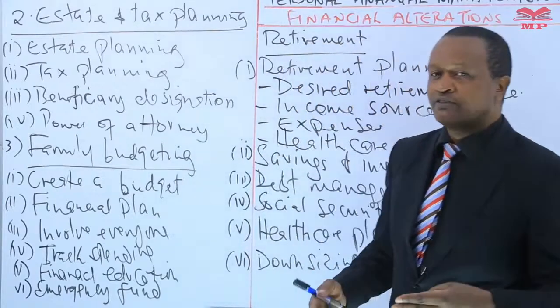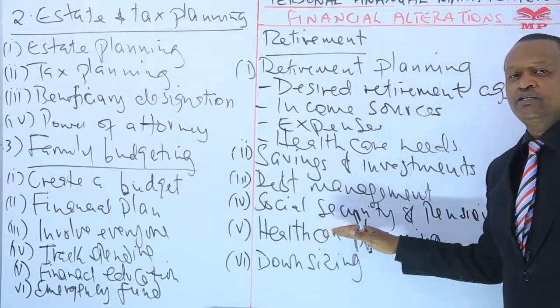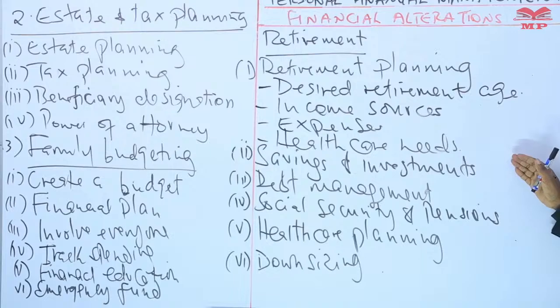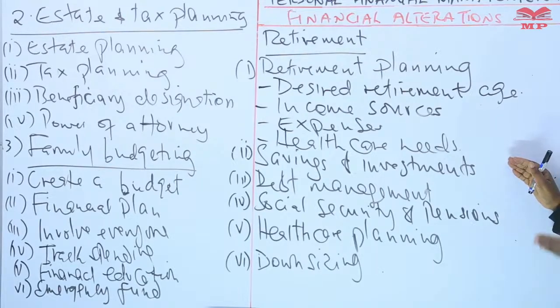And candidates, by proactively managing these financial alterations, you can ensure a smooth transition to retirement. You can protect your assets. You can protect your loved ones through estate planning, through family budgeting, and you can also foster financial responsibility within the family. So these are some of the financial alterations in personal financial management.